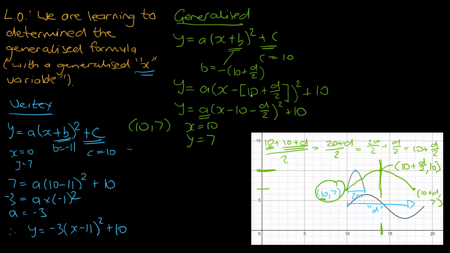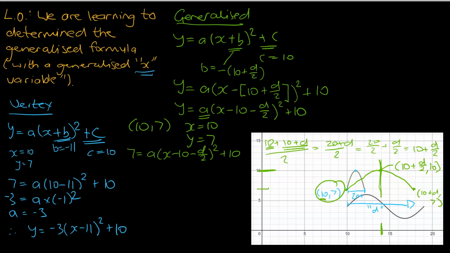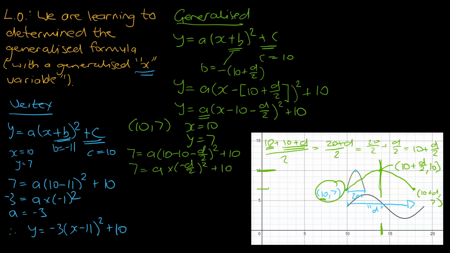So we're going to have 7 is equal to a, and then in brackets x minus 10 minus d divided by 2, squared, plus 10. We're going to substitute the values in that we know. Let's put in the x value, actually. So that x value is going to become 10, which I'm liking because we've got the 10 minus 10, which is going to make our equation simpler. So 7 is going to be equal to a times negative d over 2, squared, plus 10.